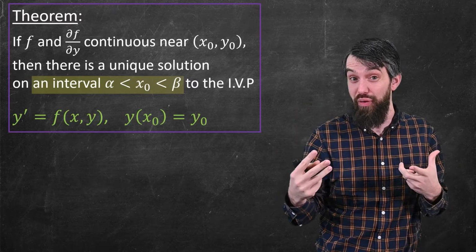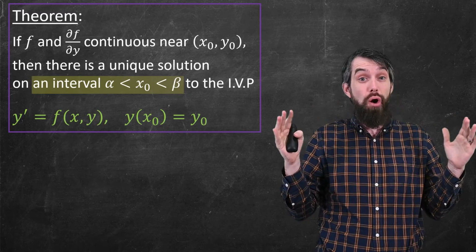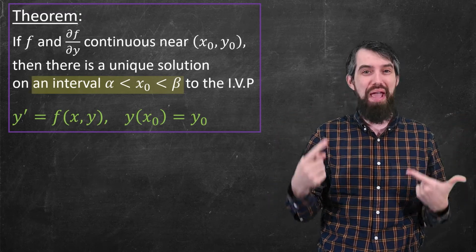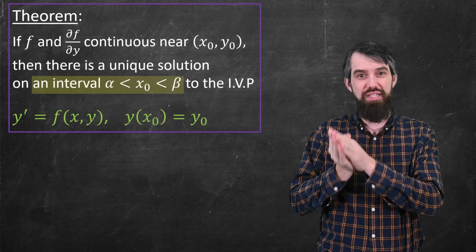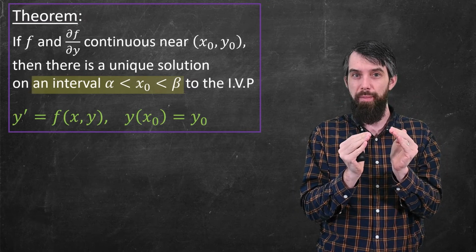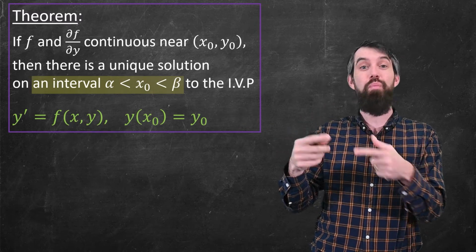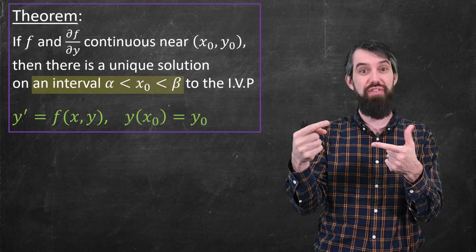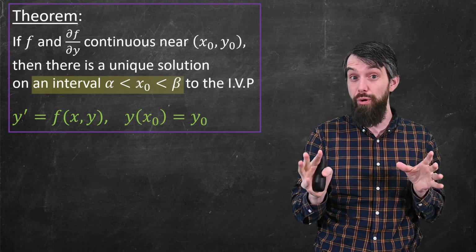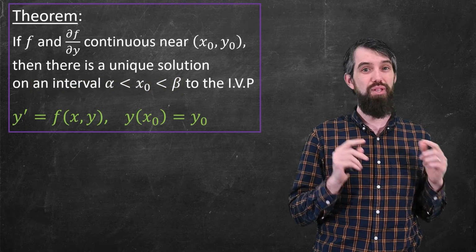We would prefer a theorem that allowed us to guarantee that the interval was perhaps as large as the entire domain on which f and the partial of f was continuous, but that's not the case. It's an interval that might be quite a bit smaller. When we make some more precise assumptions on f in future videos, we'll be able to have a stronger version of existence and uniqueness, most notably when our f is what we're going to call a linear function. So that's the first remark.